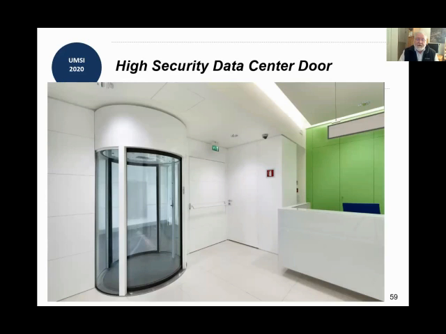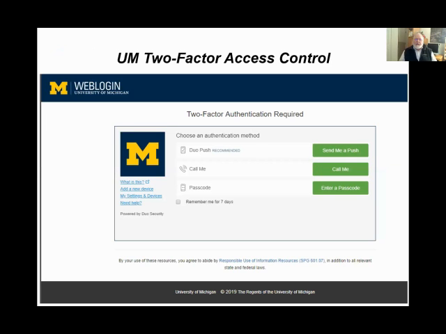Having a high security data center door, we saw that example in the Google video. These are called dead man doors, where you enter, and while you're locked in the center, they do a bioscan, and then you get to exit out the other side. We have access control measures that have been taken at University of Michigan. As of January, everybody has had to use two-factor authentication. Thank goodness Duo is a very efficient application for doing that, but essentially it's an annoyance to increase the security level and reduce the risks of unwanted intrusion into the systems.